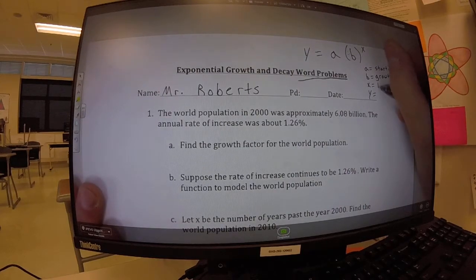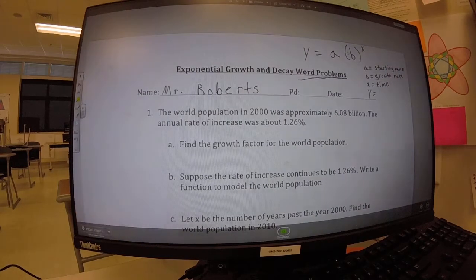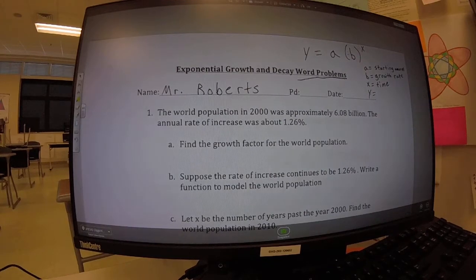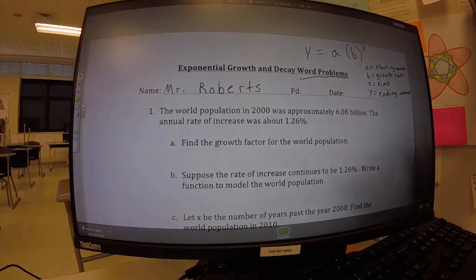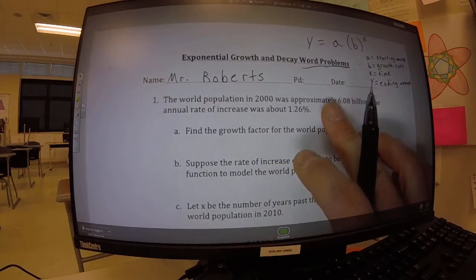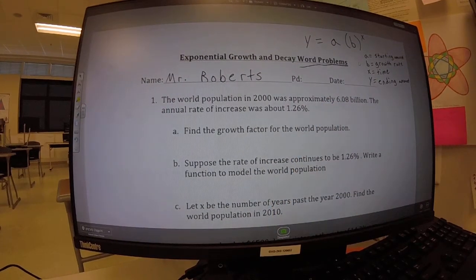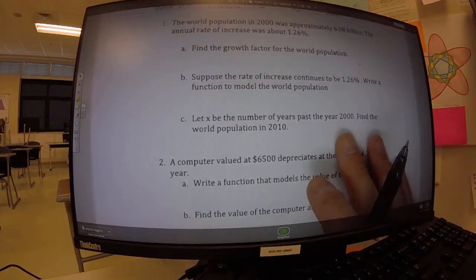Now, x represents your time. Sometimes that's in years. Sometimes that's in days, months, seconds. If you've ever thought about a biology class and thought about bacteria, that's usually per second or per minute. And then y is going to be your ending amount. So if you think about some of these word problems that we're dealing with, we're going to have an amount that we started with. We're either going to get bigger by growing or we're going to decrease, we're going to decay. So let's go ahead and dive in now that we have the equation and what all the variables stand for. Right? Let's look at it.